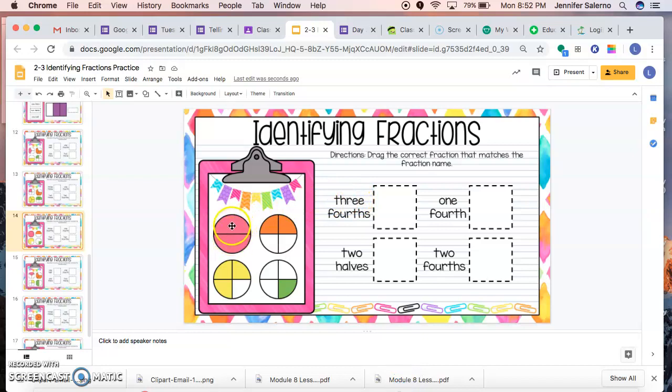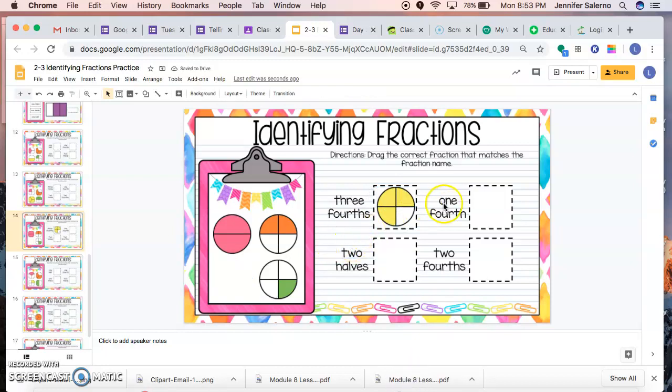So when I come over here, this is all colored in. So that and it's not in 4s, right? It's split in half. So that's not it. Now I'm going to come down here. I have 1, 2, 3, 4. So it's in fourths. And 1, 2, 3 are colored in. So this is 3/4. So I'm going to take it and I'm going to drag it right there.